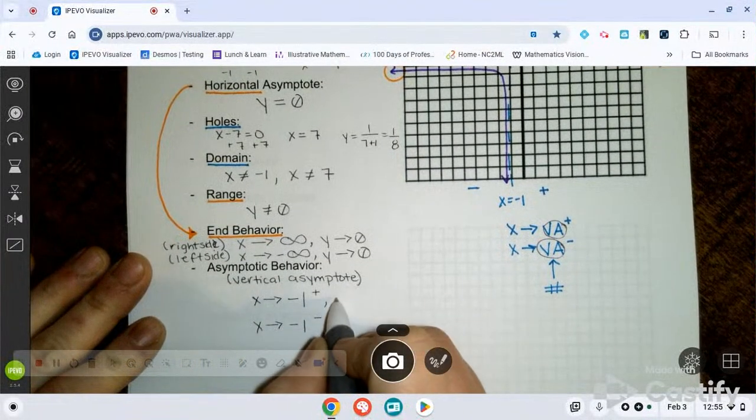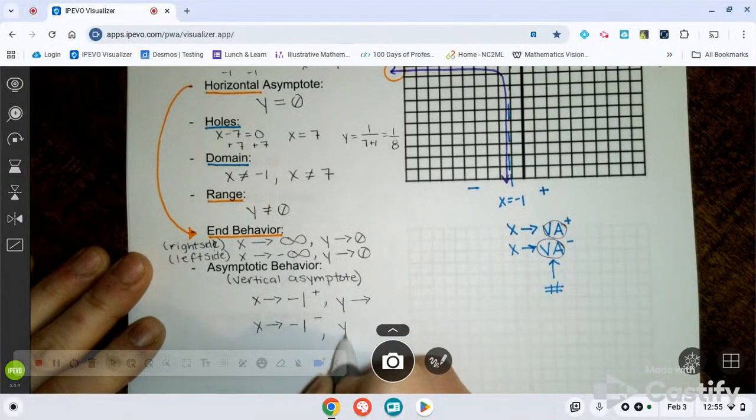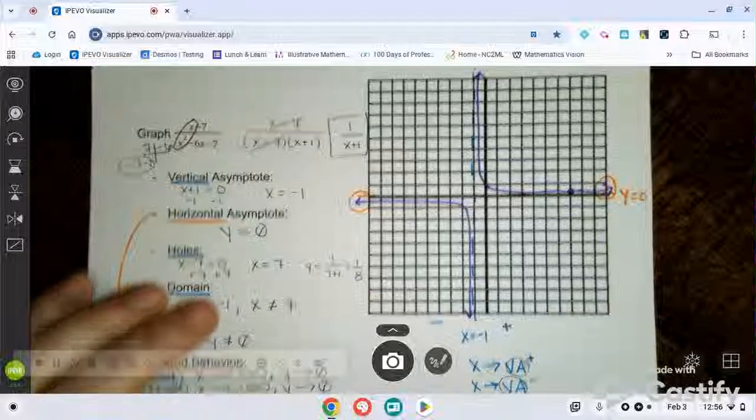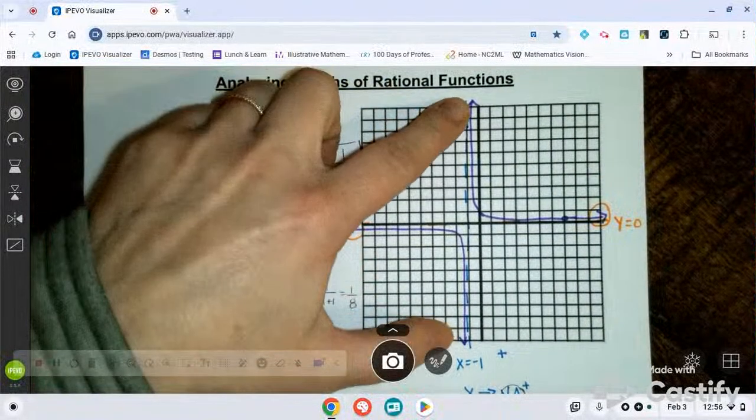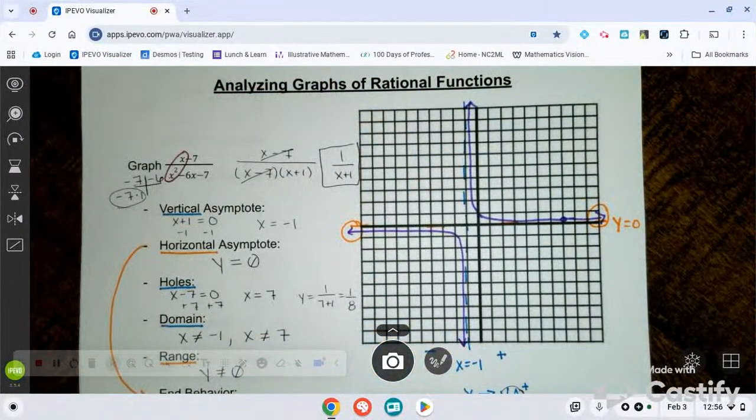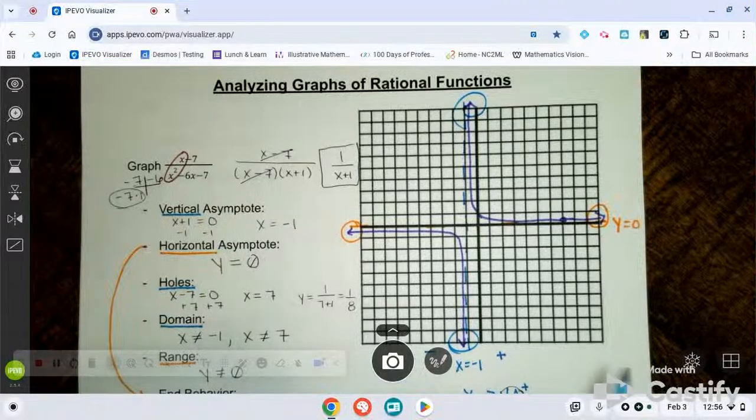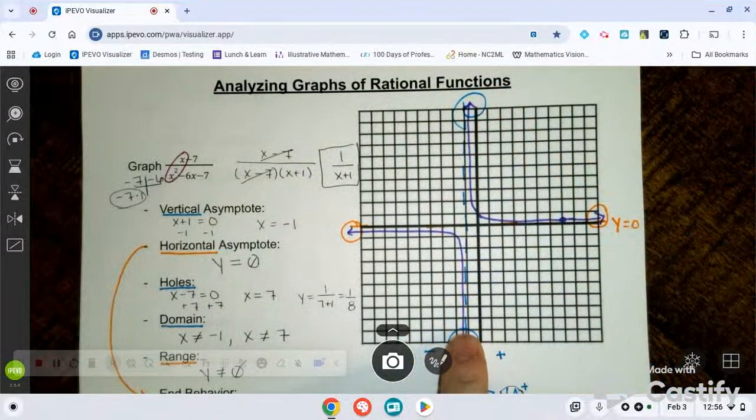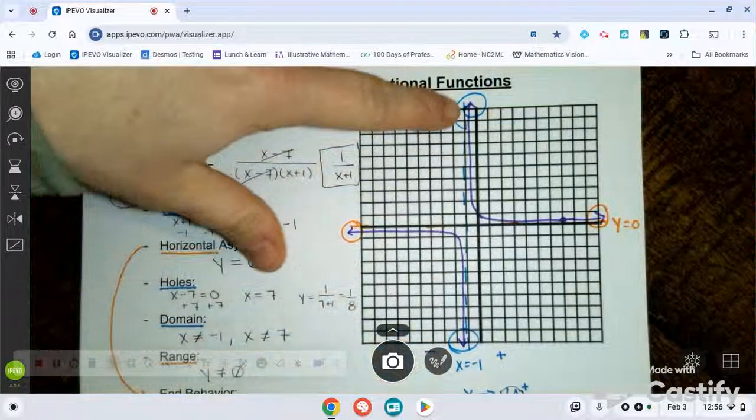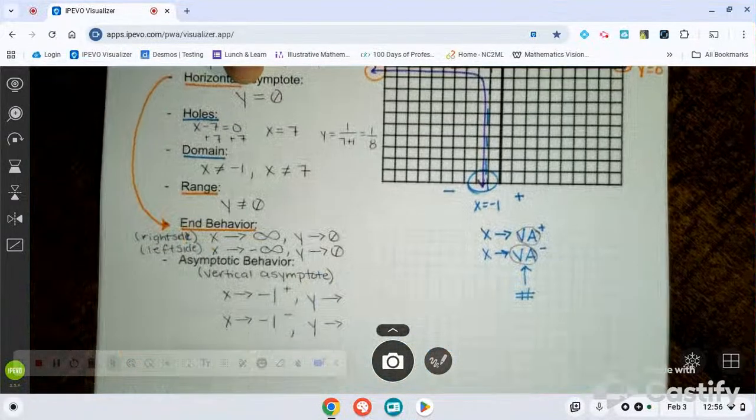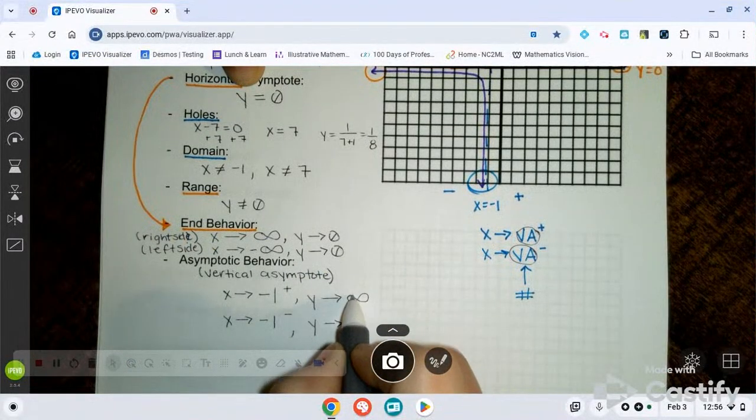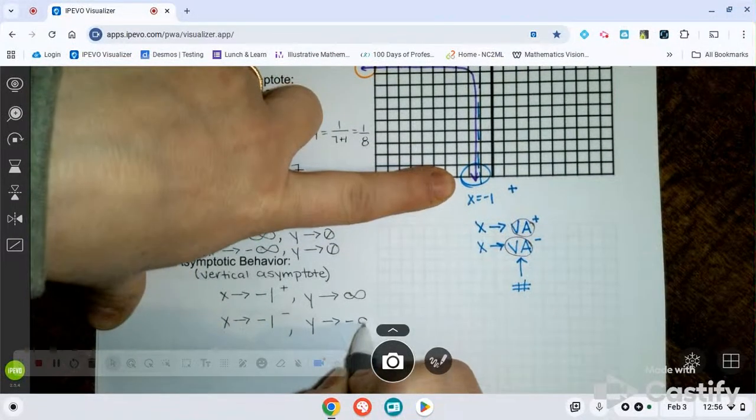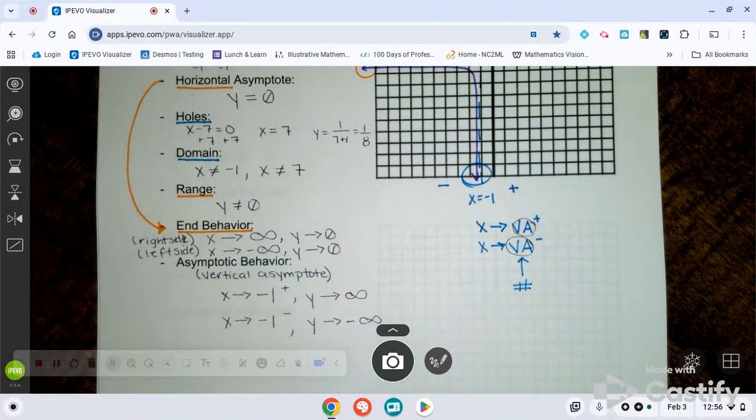And then what we're going to do is talk about what's happening with the y values. Now, since we're looking at our vertical asymptote, it's either going to be going up or it's going to be going down. In this case, the right-hand side is going up and the left-hand side is going down. So going up is positive infinity for y, and going down is negative infinity for y.